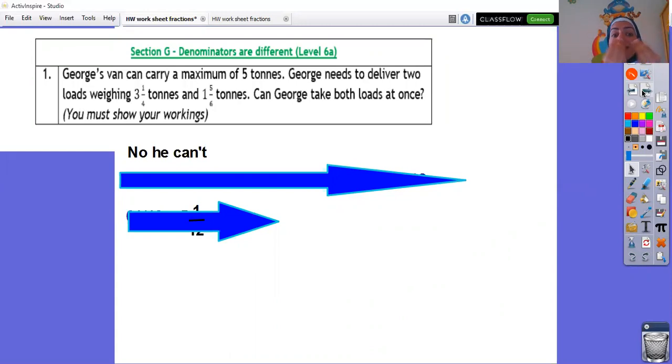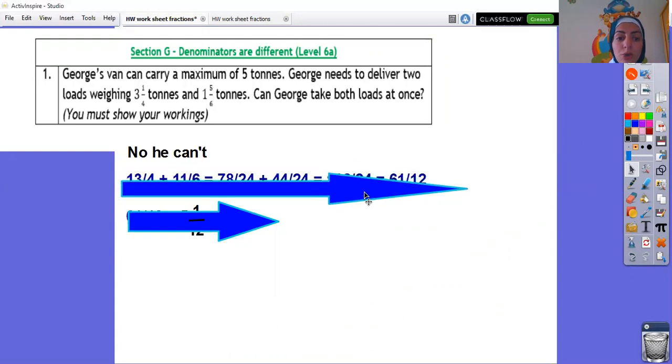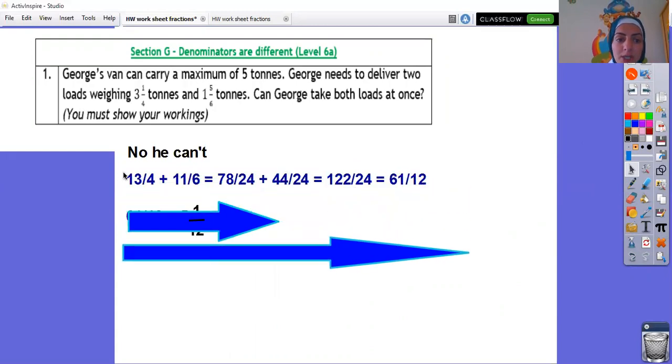We have to add the tons of the 3/4 and 1 and 5/6. If it's less than 5, then yes. If it's more than 5, then no. I automatically showed you the answer no, but let me show you. You have to show your answer, show your work. So I showed him here. I started adding, changing it into a mixed number, improper fraction.